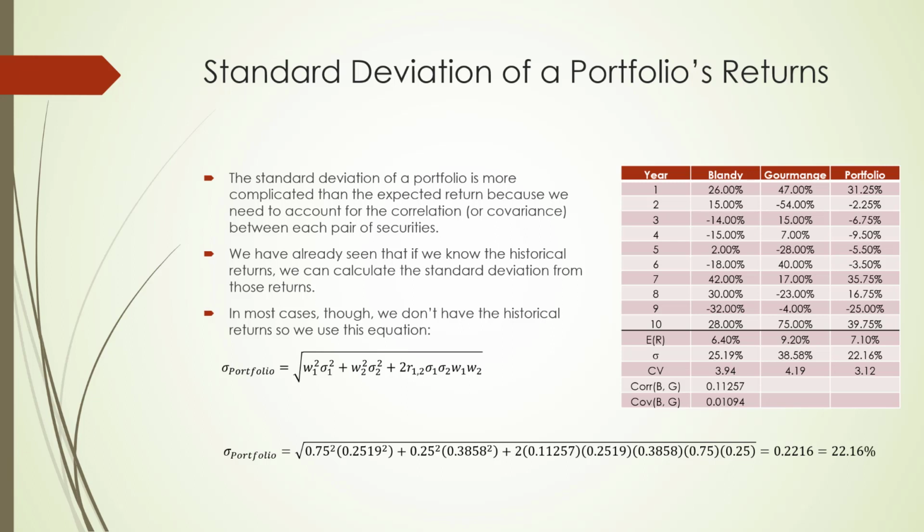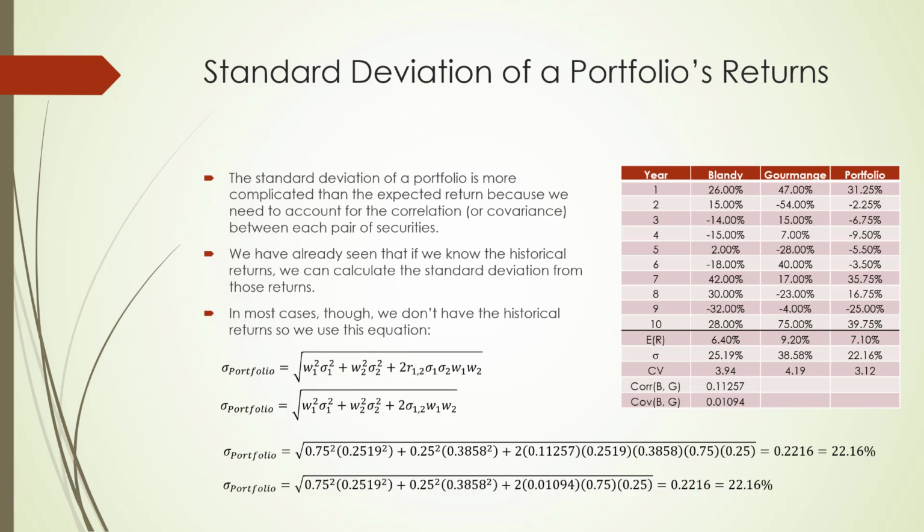Now, remember that covariance and correlation measure precisely the same thing. So instead of using the correlation in this equation, we can have a slightly simpler version of the equation if we use the covariance. And that's what you see here. You notice that the covariance replaces the correlation times the product of the standard deviations. And if we plug in the numbers, it's very much like what we did before, except a little bit shorter. And we get, of course, precisely the same answer.